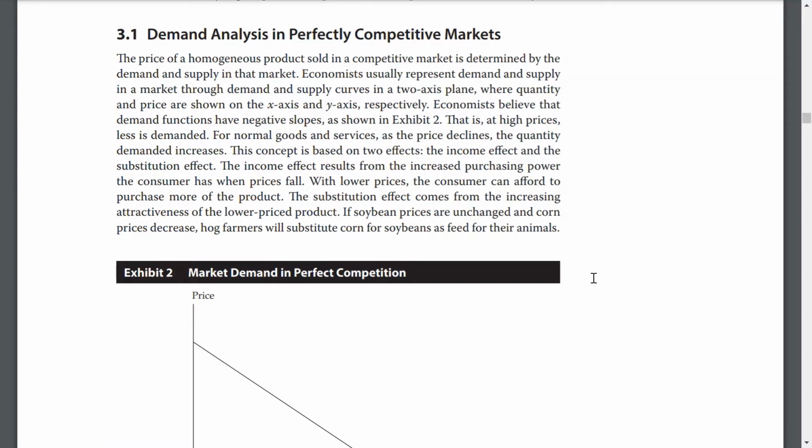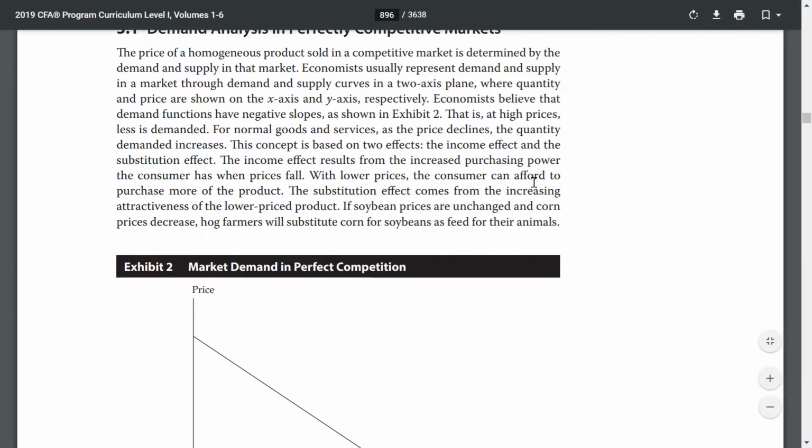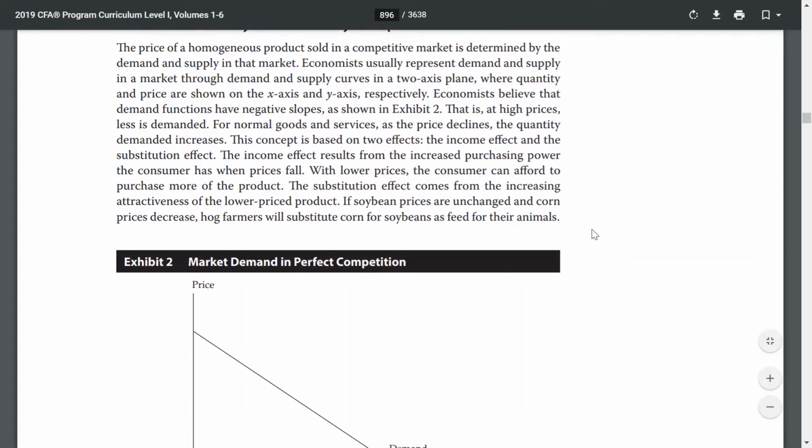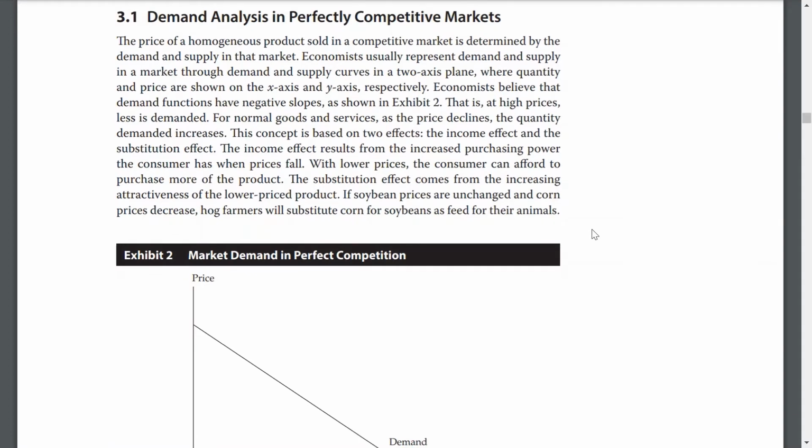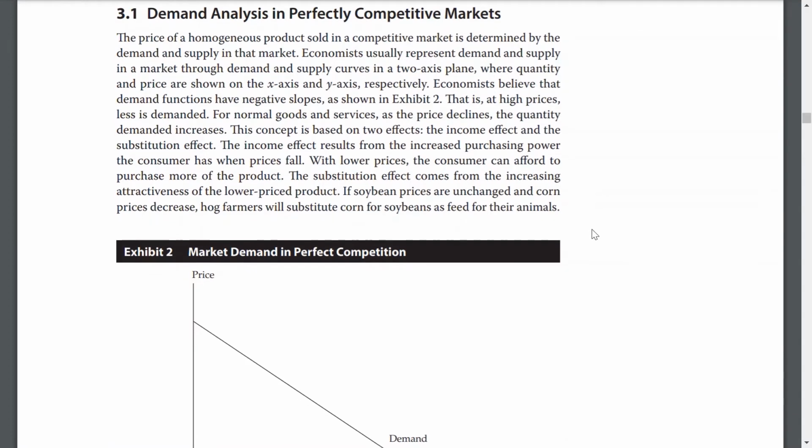The concept is based on two effects: the income effect and the substitution effect. The income effect results from the increasing purchasing power of consumers. When prices fall, with lower prices, consumers can afford to purchase more of the product.